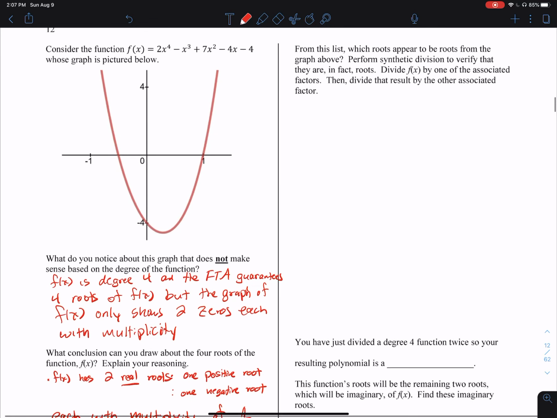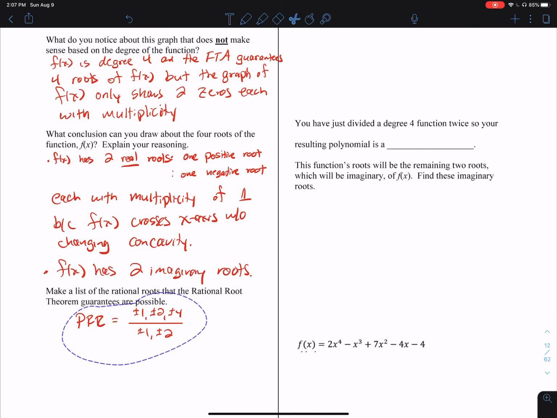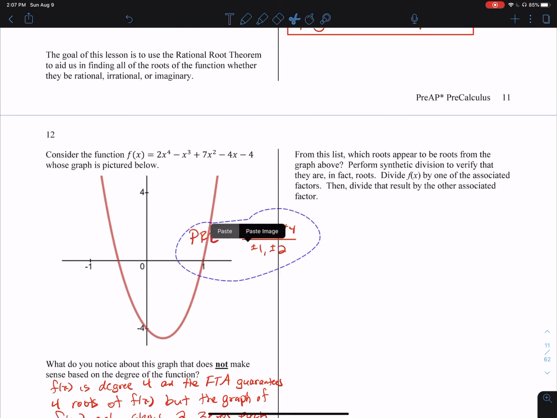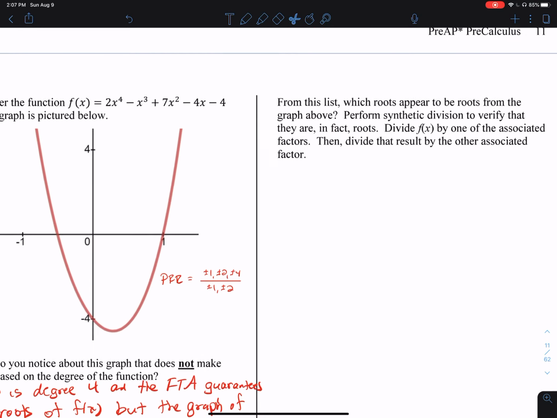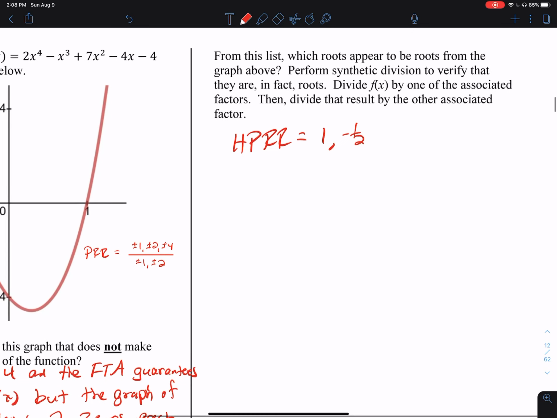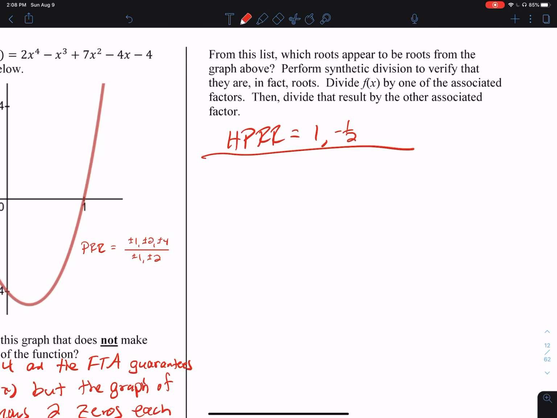And then from this list, which roots appear to be highly possible? I'm just going to copy this up here so I can see it. You don't need to write it twice. So 1 looks like a dead ringer. And -1/2 would be great if it was a choice, and it is. So that's what I'm guessing. Pretty confident, but I'm not 100% sure, so I need to test this to see if it's actually true.